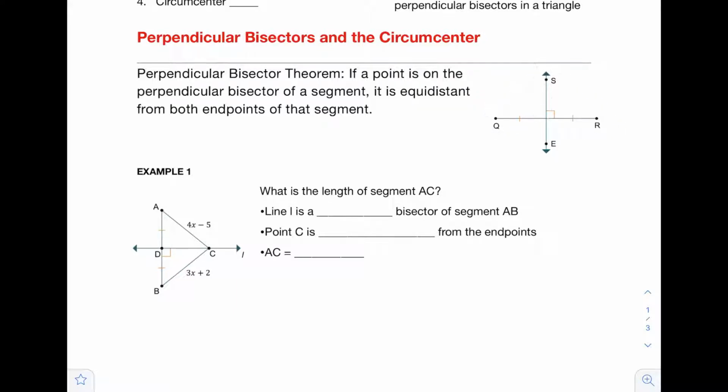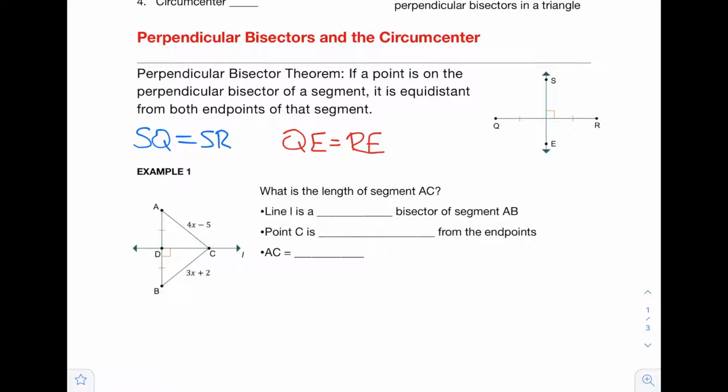So here in this diagram, we have point S on the bisector of segment QR, so that means S is the same distance from Q as it is from R. So SQ is equal to SR. Similarly, point E is on the other end of the segment, but E is still the same distance from Q as it is from R, so QE is also equal to RE.